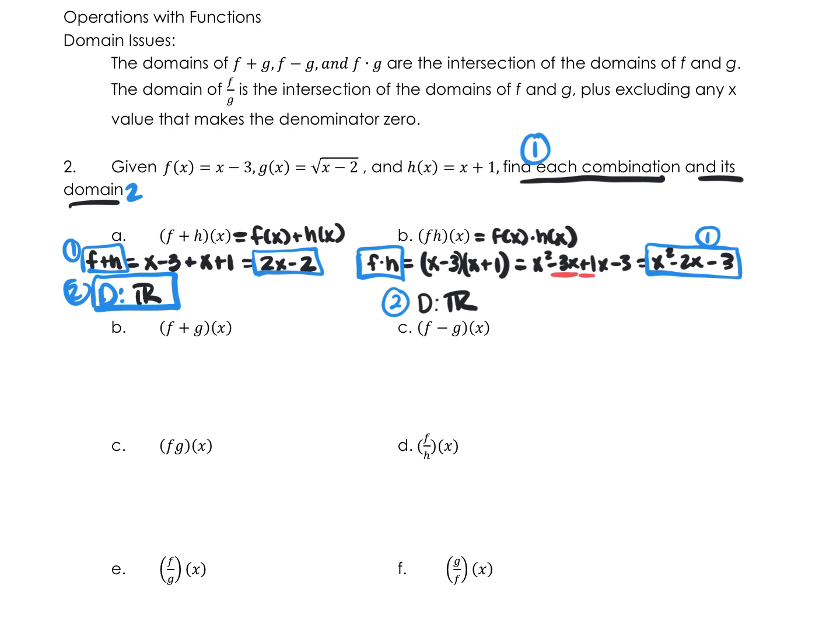Any questions? All right. Now let's do f plus g. So this is going to be f of x plus g of x is what this means. Shorthand, I'm just going to write f plus g. So f is what function? x minus 3. And what is g? Square root of x minus 2. So we're going to add the square root of x minus 2.